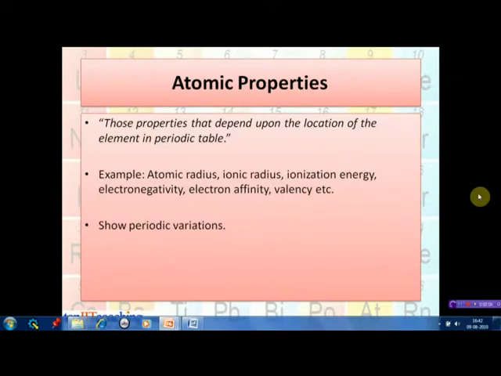Those properties of the elements that depend upon the location of the element in the periodic table are known as atomic properties. For example, atomic radius, ionic radius, ionization energy, electronegativity, electron affinity, etc. The atomic properties as well as the chemical properties show periodic variations.